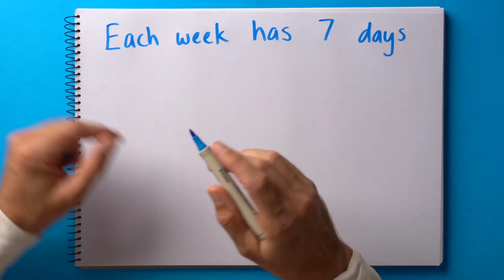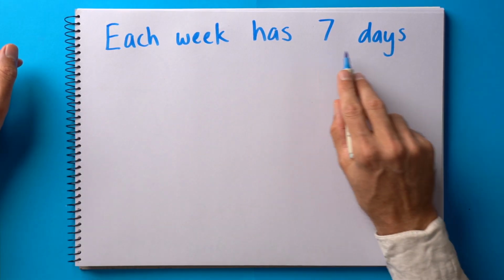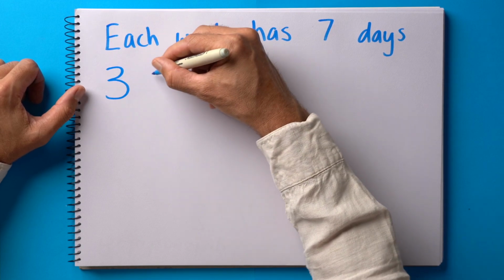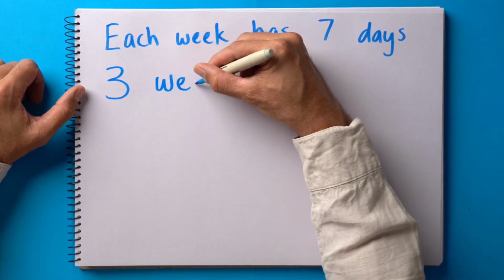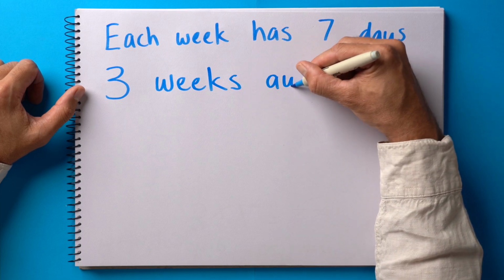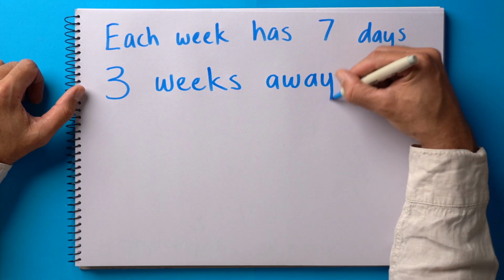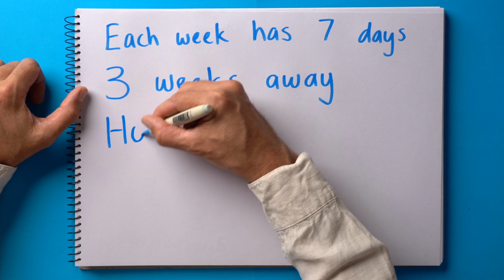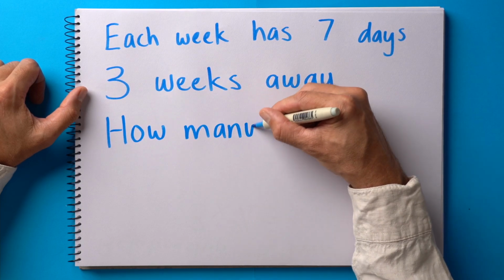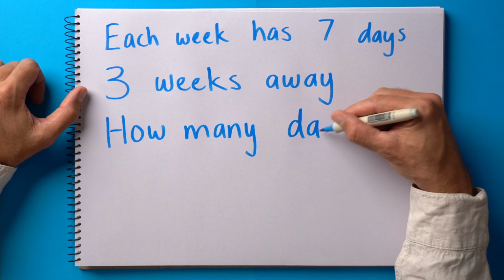Imagine your birthday is only 3 weeks away, and you might want to work out how many days that is. How can we do that? We know that each week has 7 days, and your birthday is 3 weeks away. How many days?